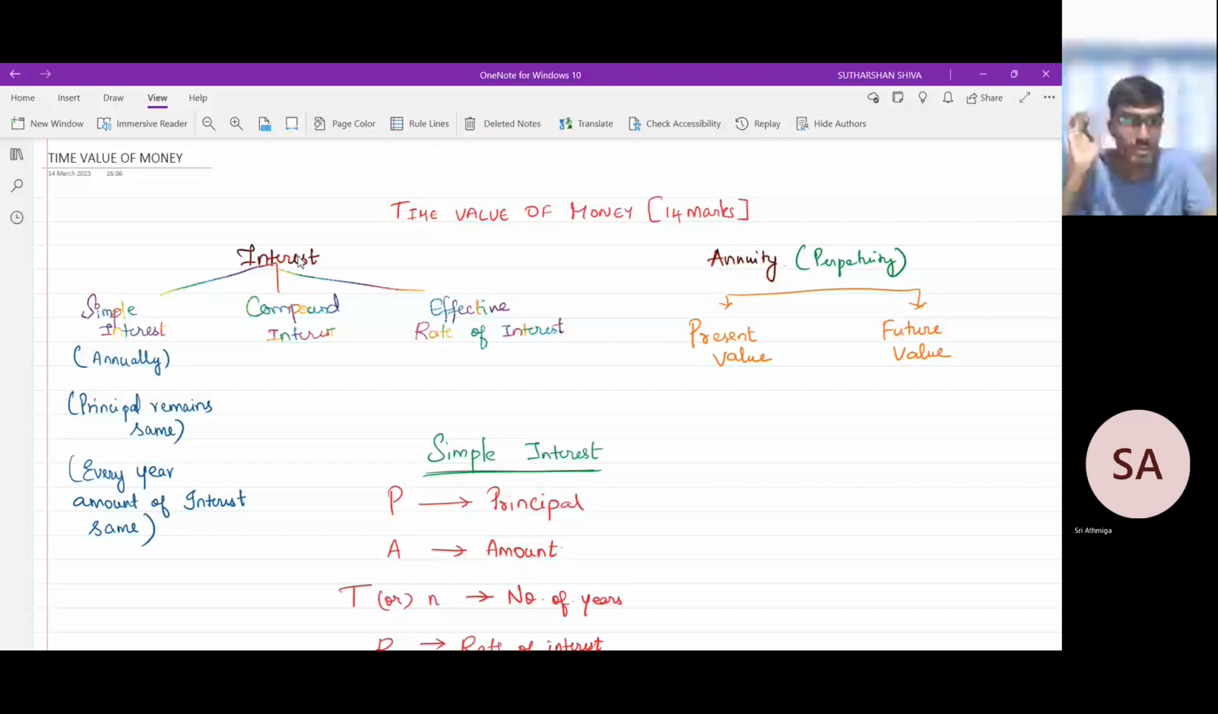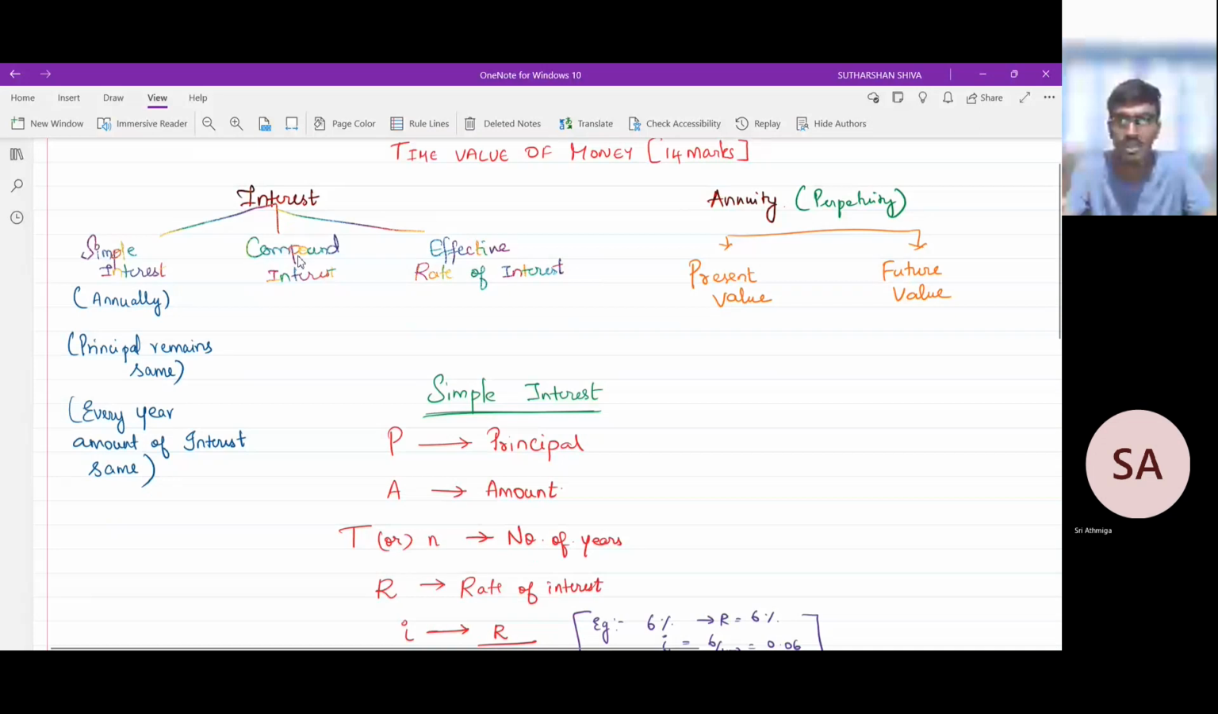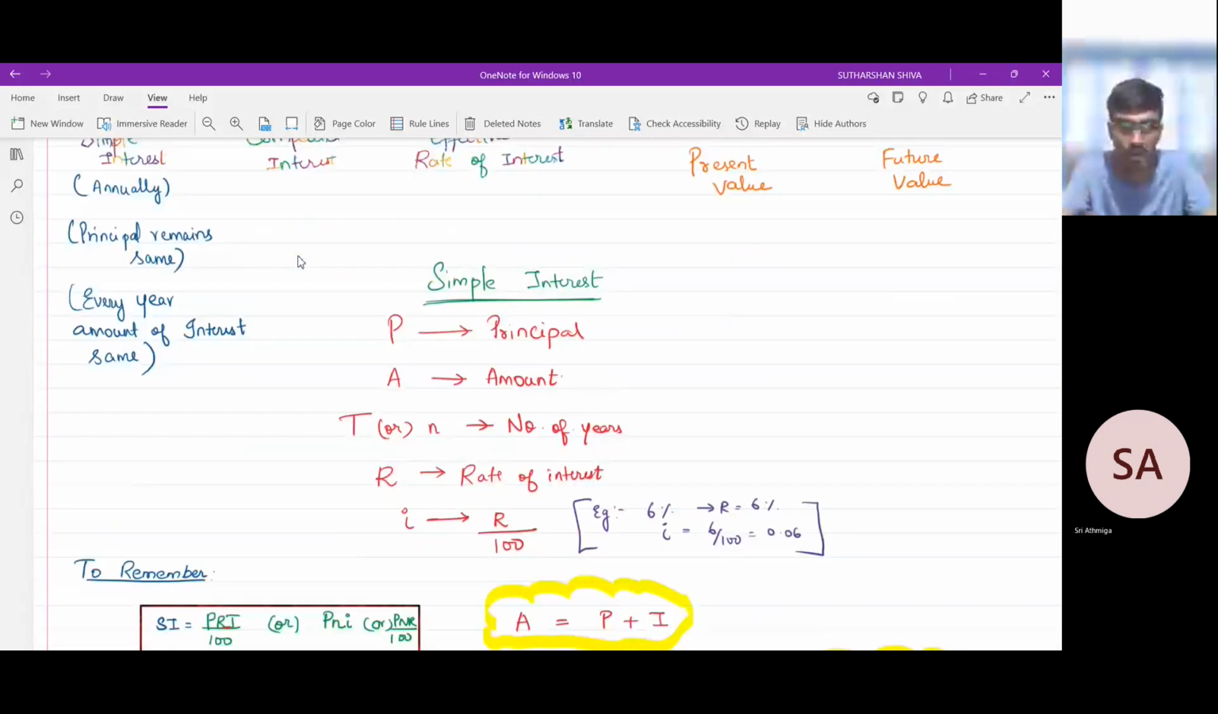Maximum, I'm saying. Okay. First, we are going to concentrate on simple interest. Simple interest has three main characteristics. Interest is calculated annually. Principal remains the same. Every year the amount of interest remains the same. P denotes principal, A for amount, T or N for number of years, R for rate of interest. Small i is an alternative for R by 100.